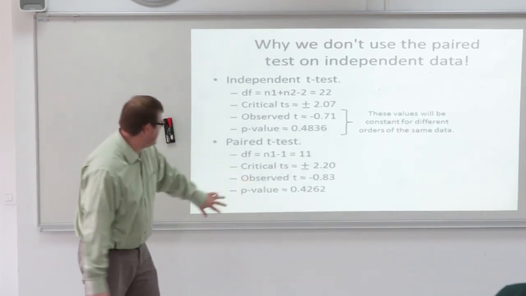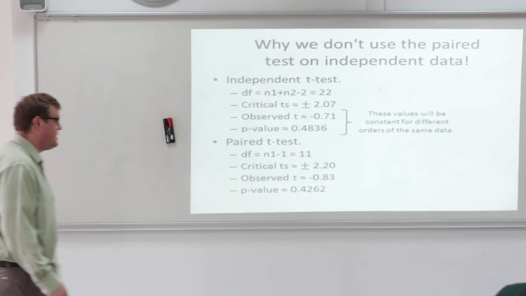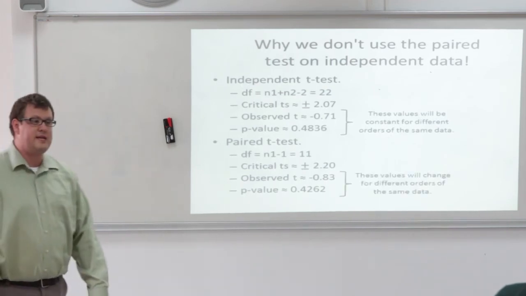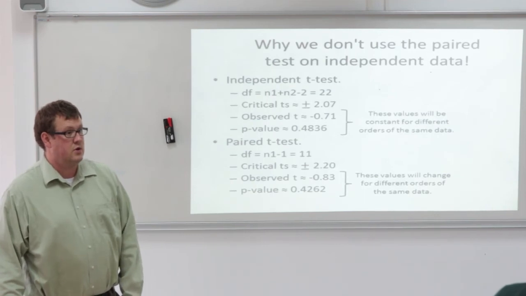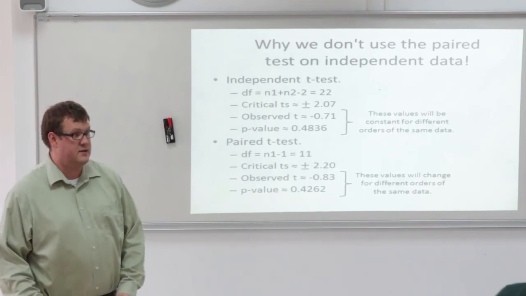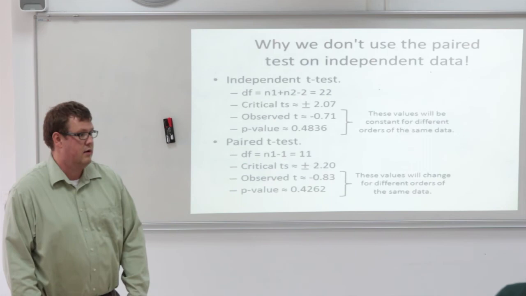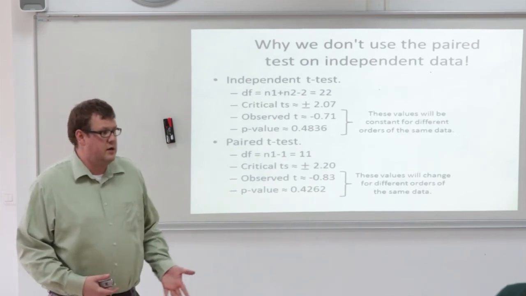The t that you observe and also the p-value of the t that you observe are going to change for the different orders. So you get one order and it happens to be a lucky order, you might end up rejecting the null.